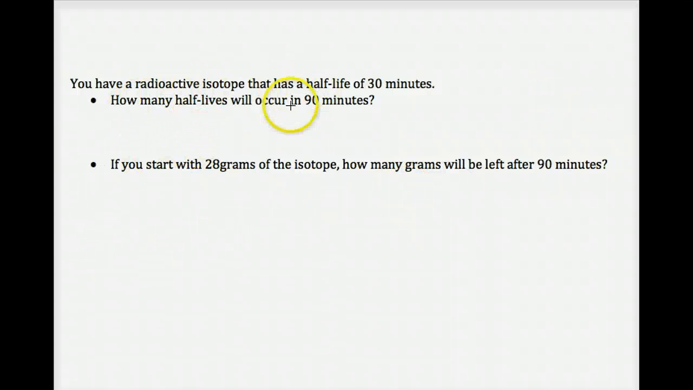You have a radioactive isotope that has a half-life of 30 minutes. Okay? Half-life of 30 minutes. Again, what does that mean? Every 30 minutes, it gets divided in half. Okay, every 30 minutes. I'm just going to focus still on this one statement.